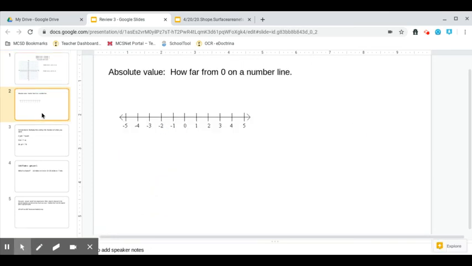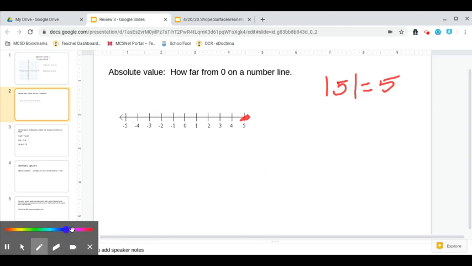Now, we have absolute value. Absolute value is a measure of how far from 0 you are on a number line. So if we write something like absolute value of 5, the little lines here, as you remember, mean absolute value, is how far from 0 on your number line. So 5 is here. How far are you from 0? 1, 2, 3, 4, 5. So the absolute value of 5 is 5.